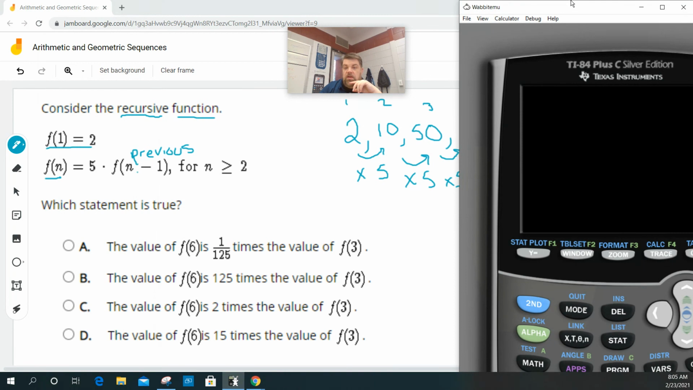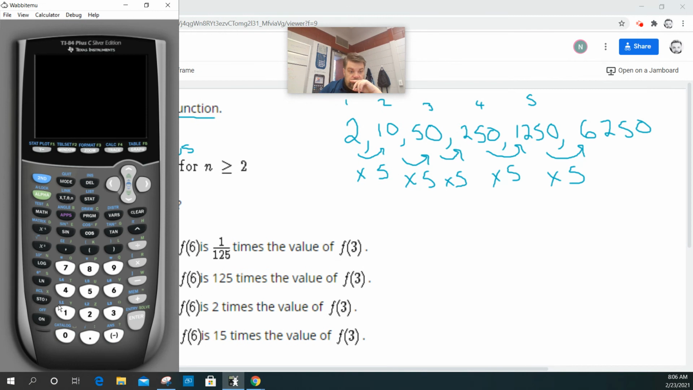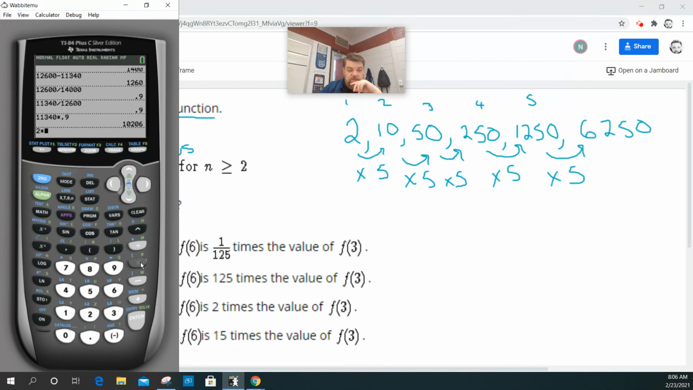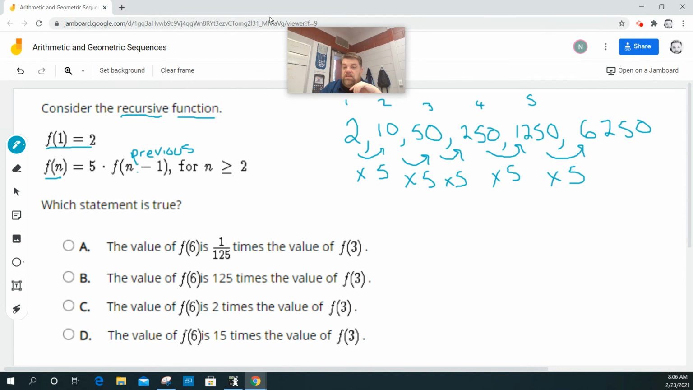2 times 5 is 10, and then times 5 again, 50, 250, 1,250, 6,250. So then let's go through these and see which one works. All right, so this is the 6th term. So it says the value of f of 6. Oh, so they're comparing the 3rd term, right?